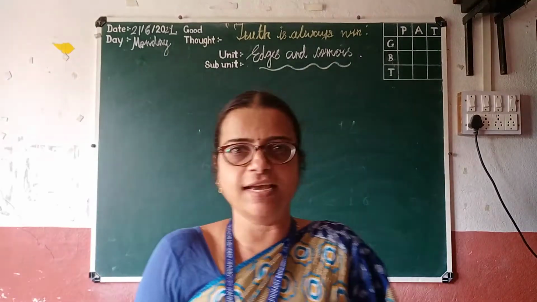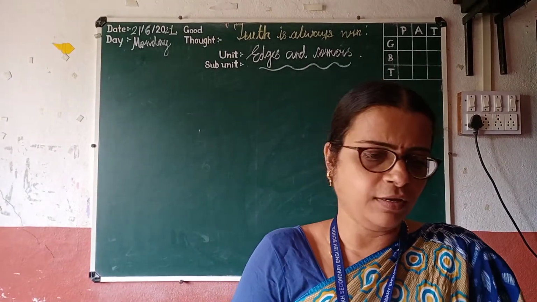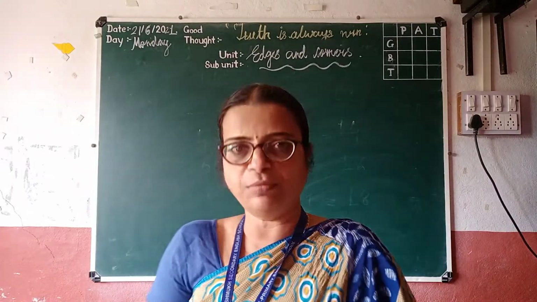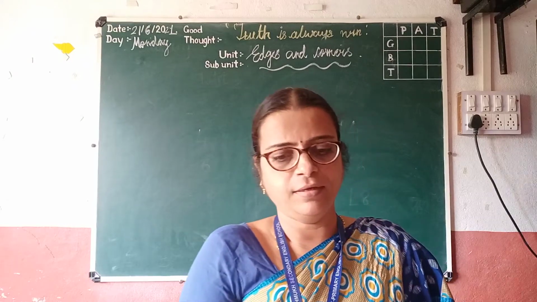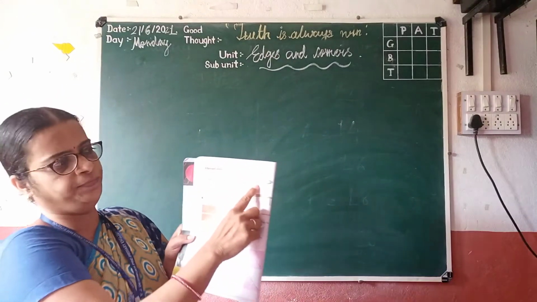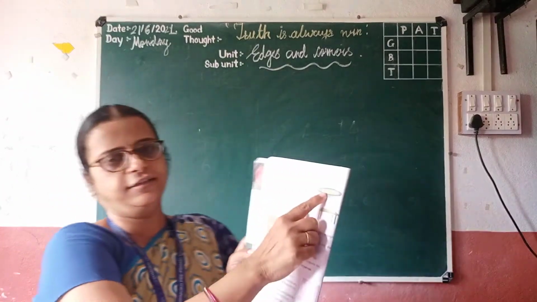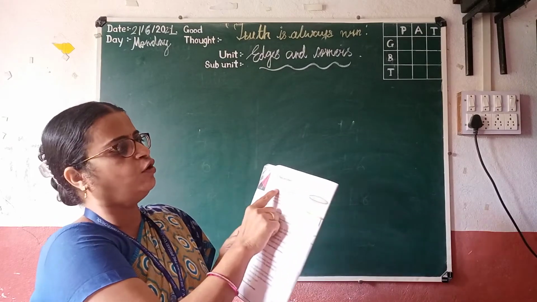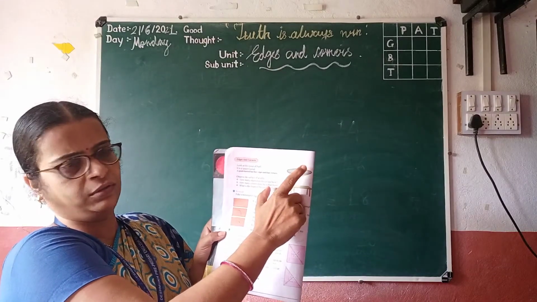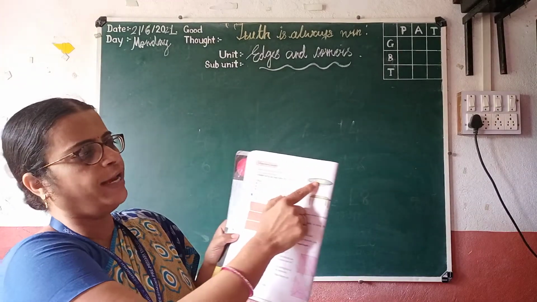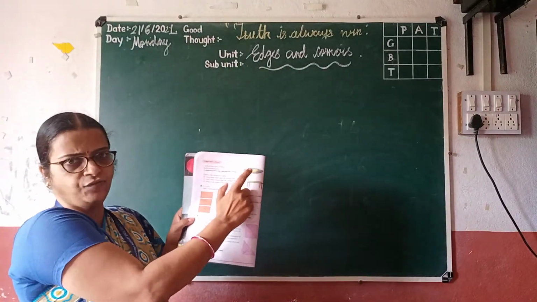Now let me see edges and corners. Now look here in your textbook, page number 2, edges and corners. Look at this, the piece of burfi. See this picture. In the plate there is one burfi. It is a quadrilateral shape. So a quadrilateral has 4 edges. So look here, 1, 2, 3, 4. So it has 4 edges and 4 corners. 1, 2, 3, 4. It has 4 corners and 4 edges.